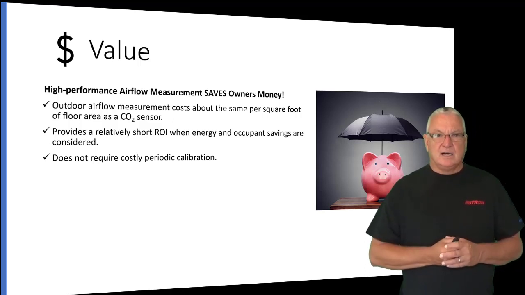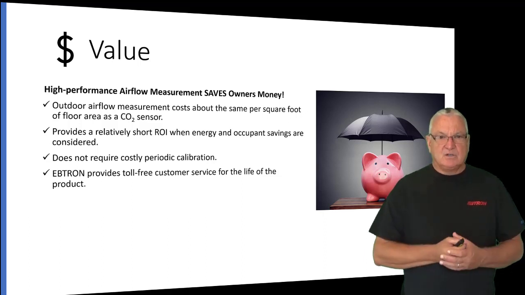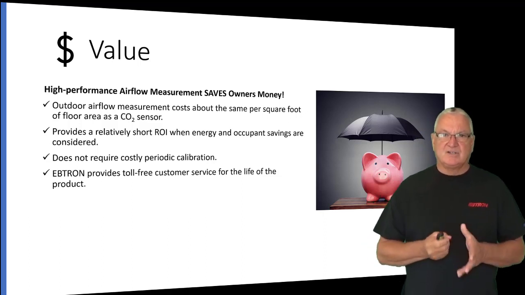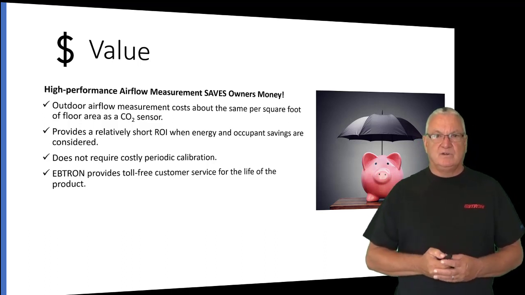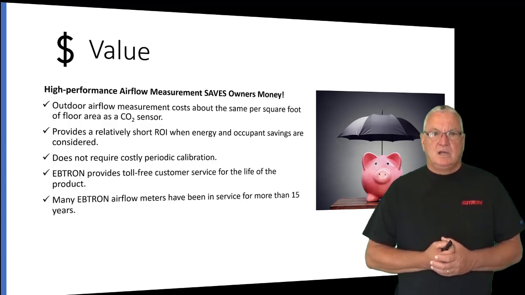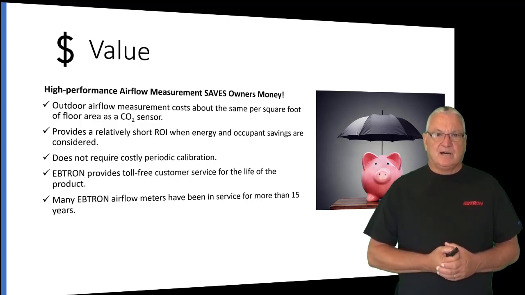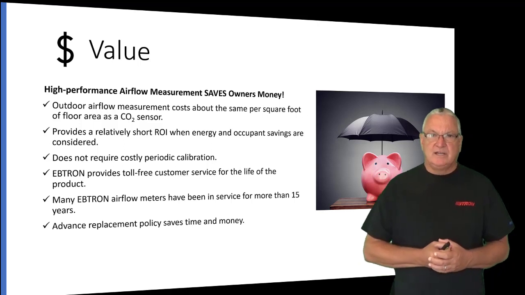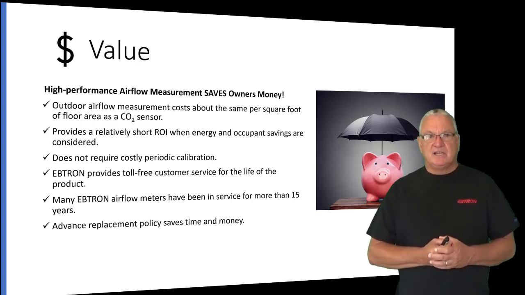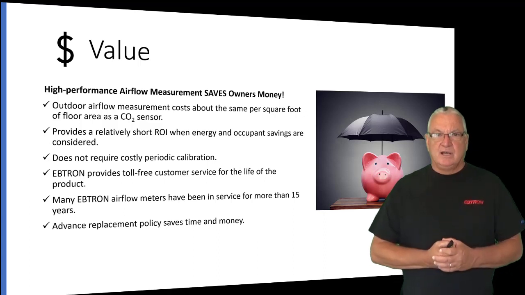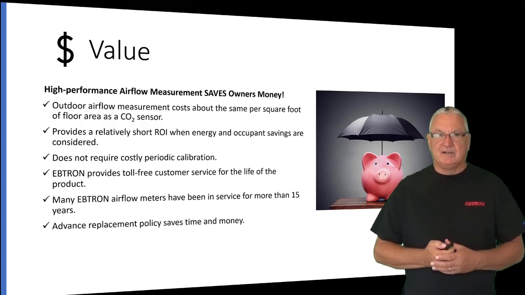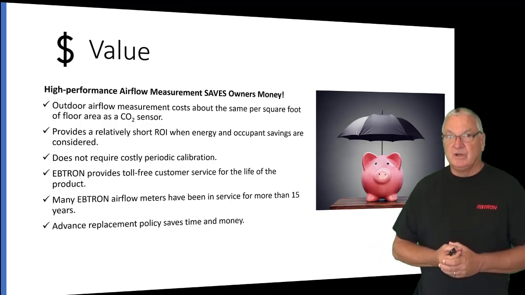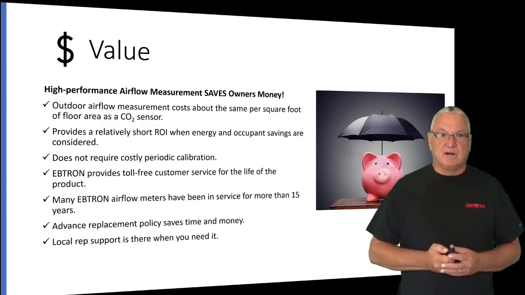We don't require costly periodic calibration. We have a toll-free customer service for the life of the product. It actually has this thing called a person on the other end of the phone that actually answers your questions. Many of our products have been in service for more than 15 years, many actually more than 20 years. If you do get a product from us and there is a warranty issue on it, we have something called an advanced replacement policy where we'll just send you another unit before you send us one back, just to get you back on your feet. We do have to go through a little bit of troubleshooting with you to make sure that we're confident that it's a warranty problem.